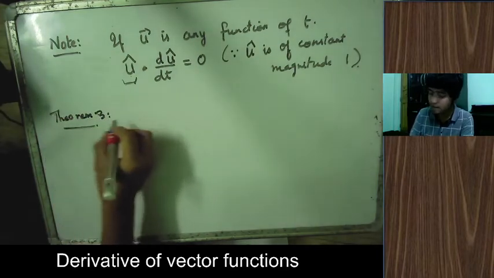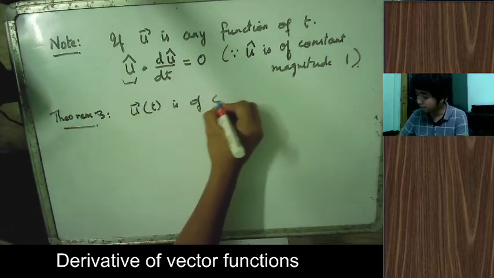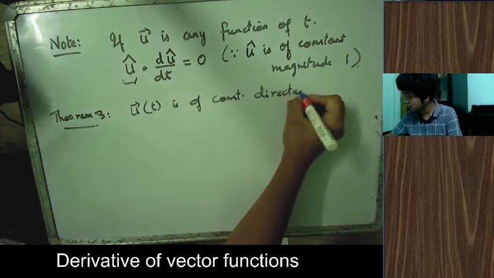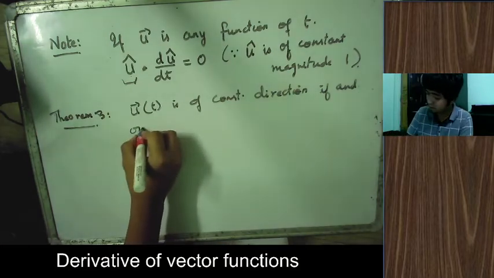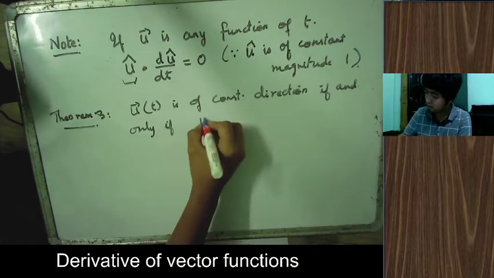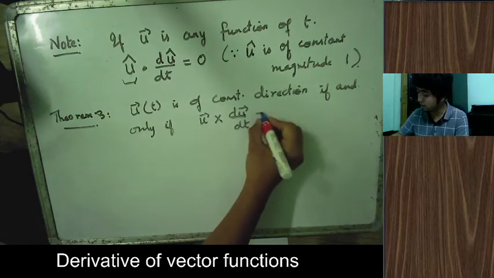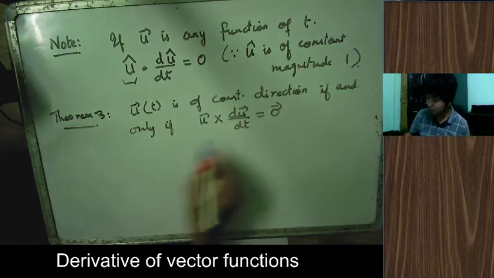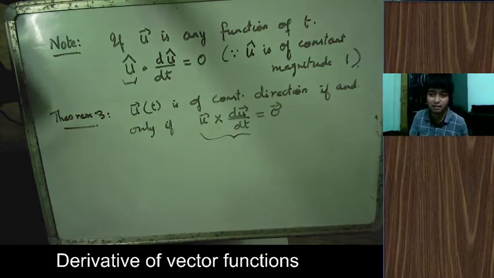Theorem 3 says that u bar t is of constant direction if and only if u cross du dt equals 0. Over here it is a 0 vector, because the left hand side is a vector. So let's try to do it.